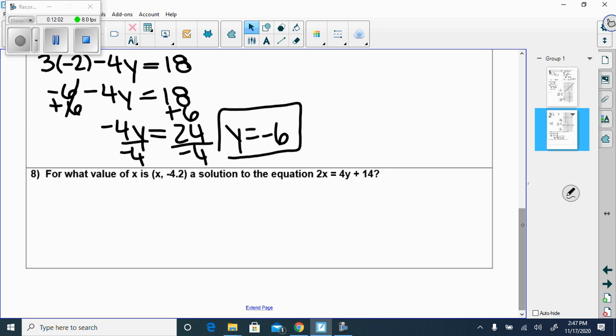Okay, last one. This time they gave us a y. So same idea, but I'm going to substitute this in for y. So I'll have 2x equals 4, and in place of y, I'm going to plug in negative 4.2, plus 14.